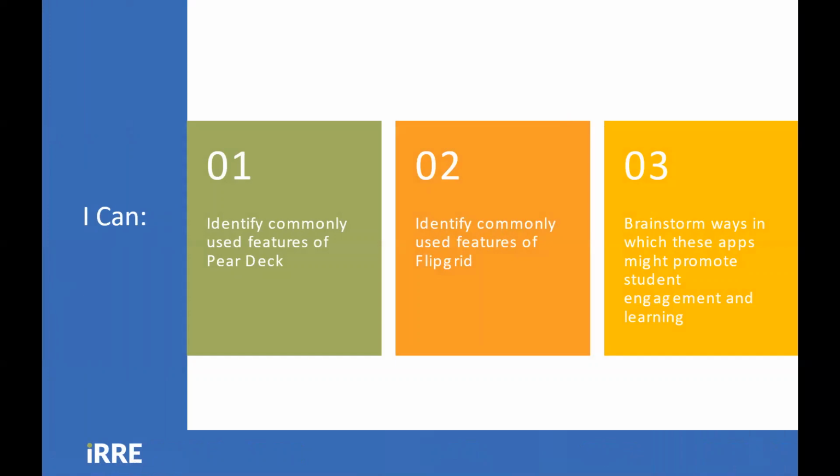So we have three outcomes we want to attend to today. We can identify commonly used features of Pear Deck and Flipgrid for 1 and 2, and also brainstorm some ways in which these apps might promote student engagement and learning.